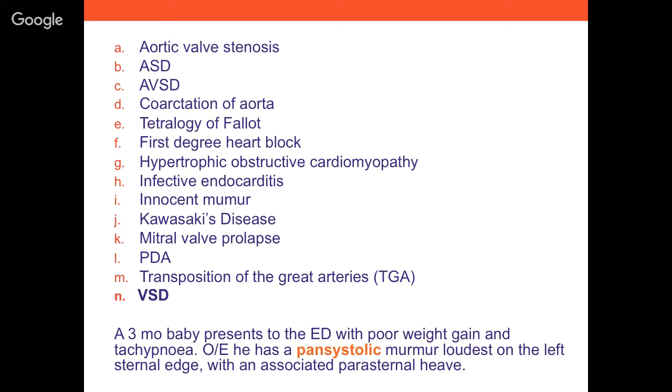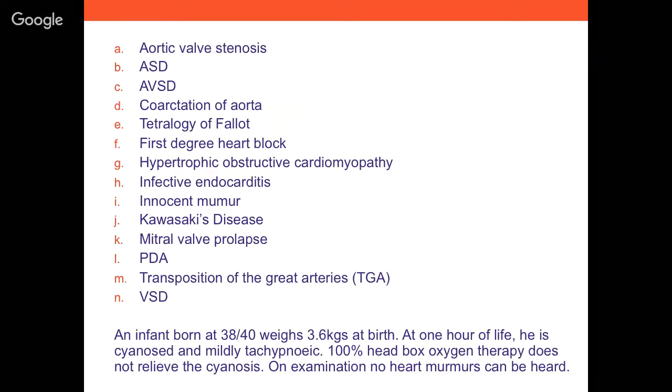Getting the hang of this? A little bit? Cool. An infant born at 38 weeks, so term. If anyone hasn't done gynae obs yet, 40 weeks is term. Weighs 3.6 kilos at birth. At 1 hour of life, he's cyanosed and mildly tachypnoeic. 100% head box oxygen therapy does not relieve the cyanosis. There are no heart murmurs. Yep, cool.